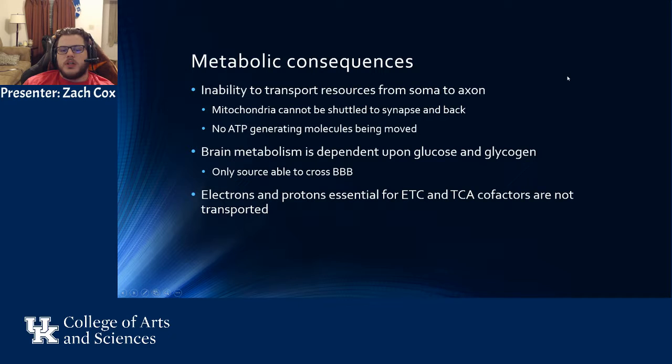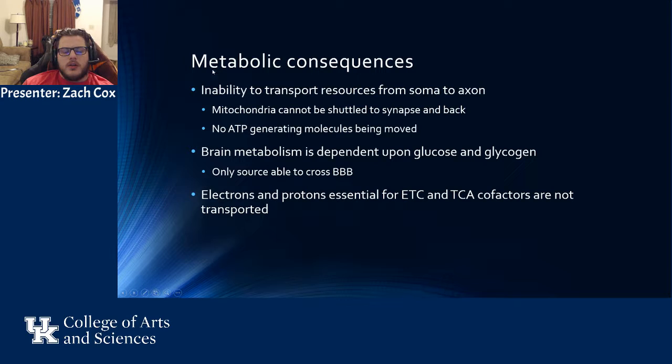And so this inability to transport resources makes it very hard for your neurons to generate ATP. And without ATP, you're not able to regulate those ion gradients, because some of those channels and those facilitators that are important gateways for the cell, they no longer have ATP to power them.